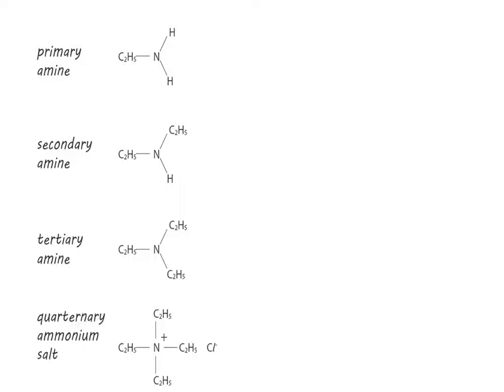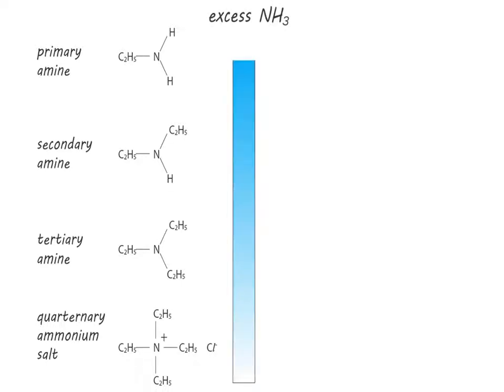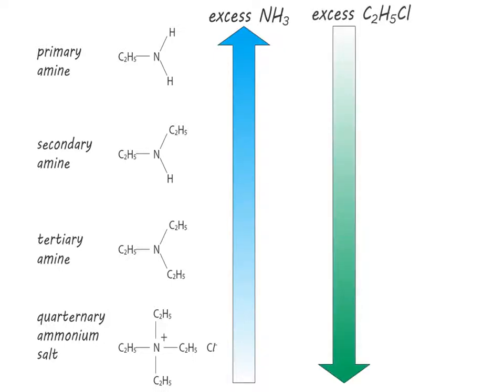It is possible to have a degree of control over the products that are formed. For example, if the primary amine is desired, having an excess of ammonia will favour the production of this primary amine. Having an excess of haloalkane will favour the production of the quaternary ammonium salt. Even so, it will still be necessary to purify the product by distillation.